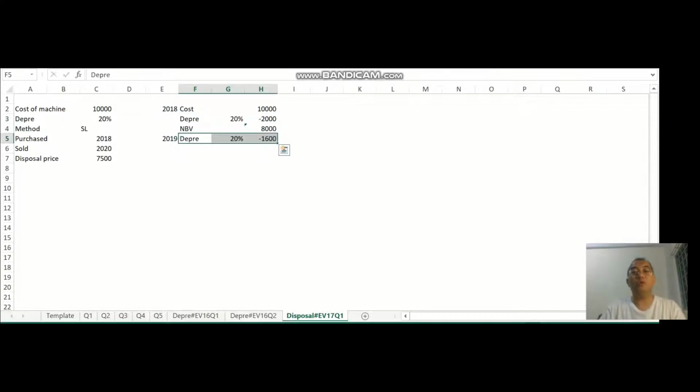Now for 2019, we have another depreciation. So I paste over here. It should be referenced to the cost, because this is a straight line, so every year will be the same figure, remember? And then we get the net book value 6,000, because from the 8,000 minus the depreciation we have 6,000. In year 2020, we sold the machine, but the question asks you to calculate the depreciation, so we calculate the depreciation in 2020. Of course, it's a straight line, and the depreciation will be the same every year. So the net book value in 2020 will be 4,000.